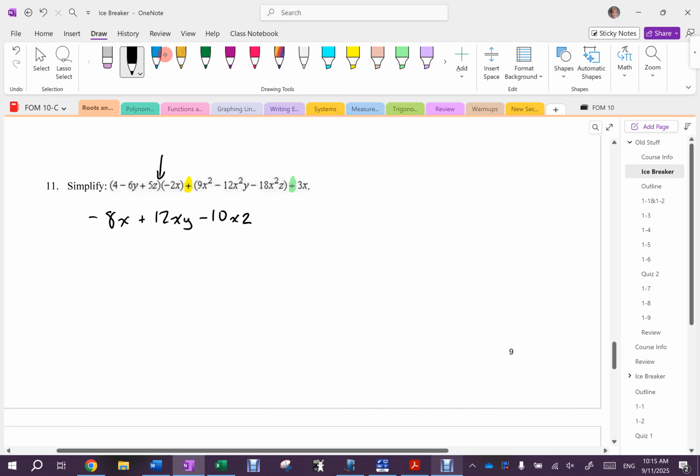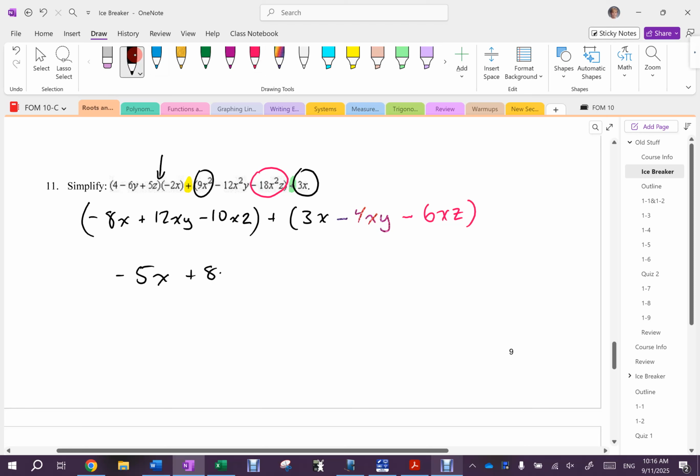Anyways, let's divide, shall we? What is 9x squared divided by 3x? 3x. What is 12x squared y divided by 3x? Negative 4xy. And finally, what is negative 18x squared z divided by 3? Negative 6xz. And then we collect our like terms to get negative 5x plus 8xy minus 16xz.